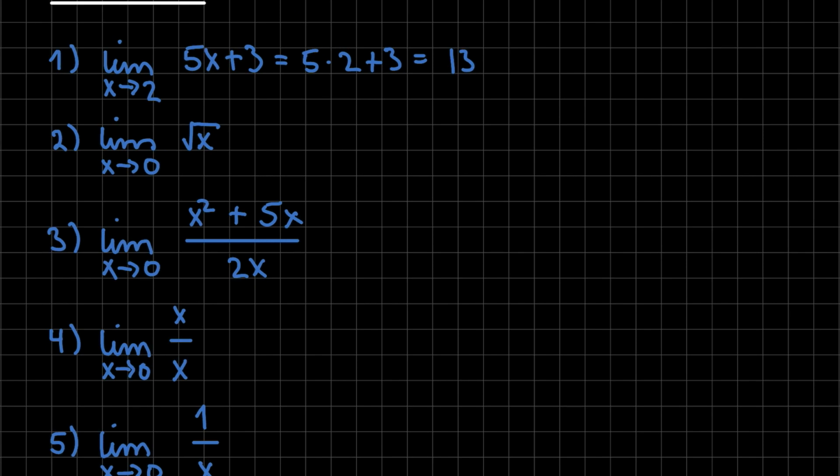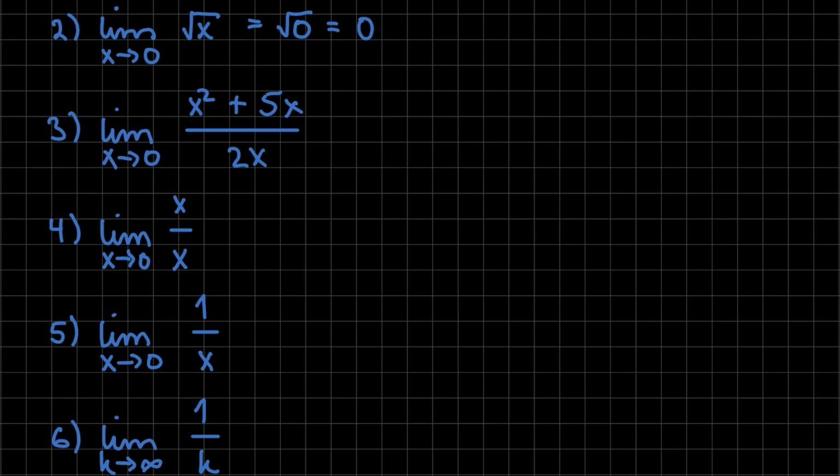Okay, the next one. The limit as x tends to 0 of the square root of x. The first thing we test for is whether we can immediately just substitute. And when we substitute, we don't get any illogical result, such as division by 0, for example. We just get the square root of 0, which we do know the value of, and this is just 0. And that's our answer.